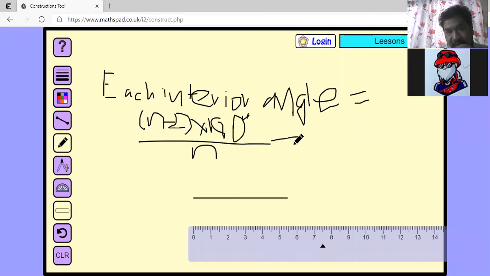And in place of n, since you are drawing a pentagon, the number of sides n equals 5. Write there 5 minus 2, okay, 5 minus 2 right there at the top, and down you also write n means 5, into 180 degree, okay, 180 degree.